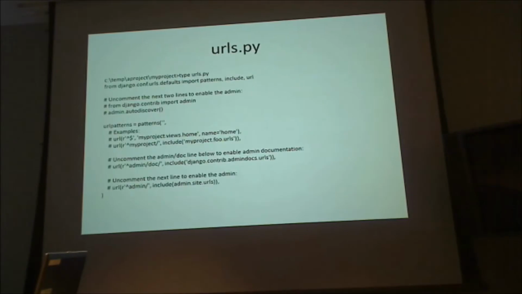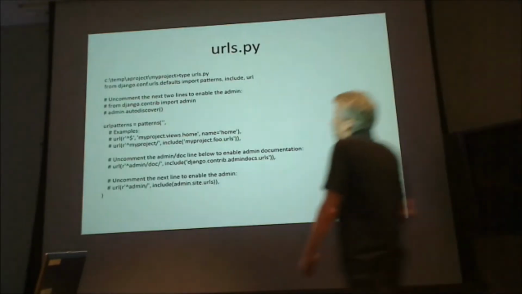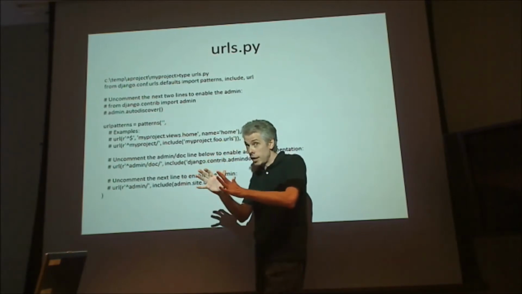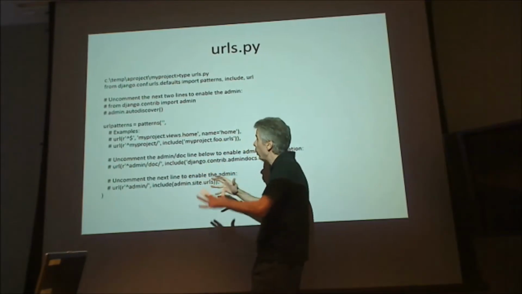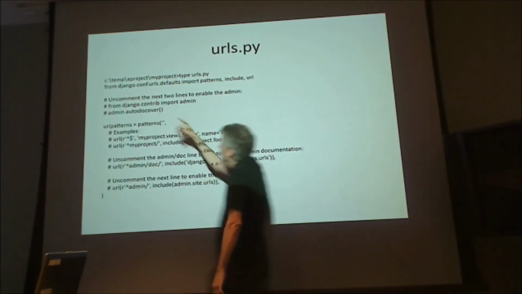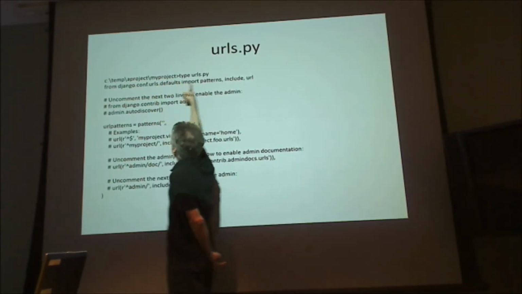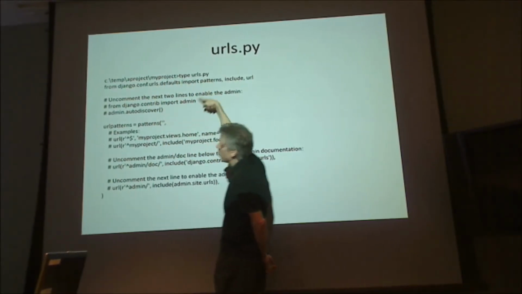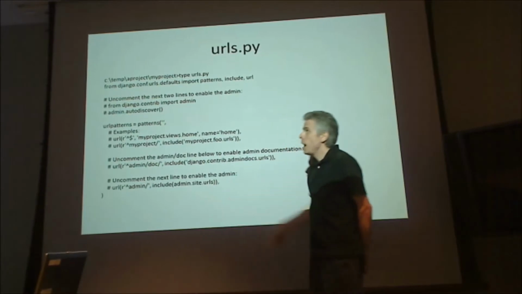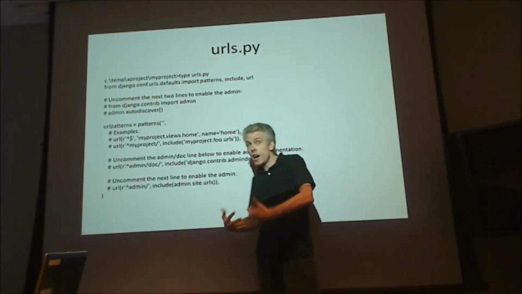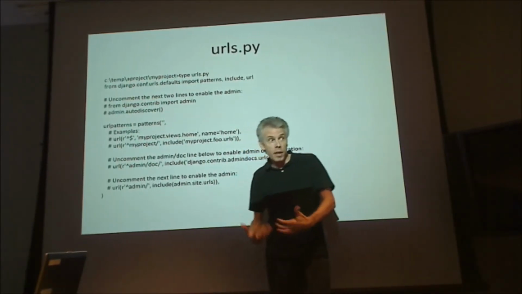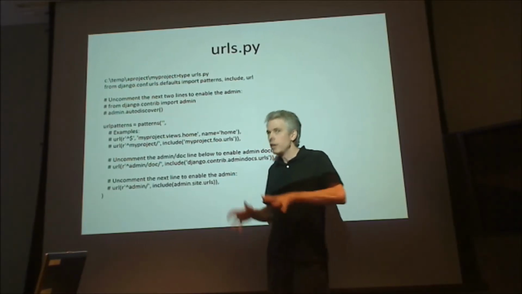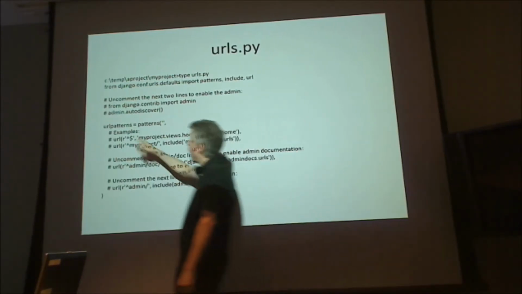Okay, so now I made the changes to settings, right? Now I'm going to work with the URLs file. So my project urls.py, here's what it looks like right this second. And as with the settings.py, a bunch of stuff is commented out. Bear with me, just uncomment it and we'll be happy.